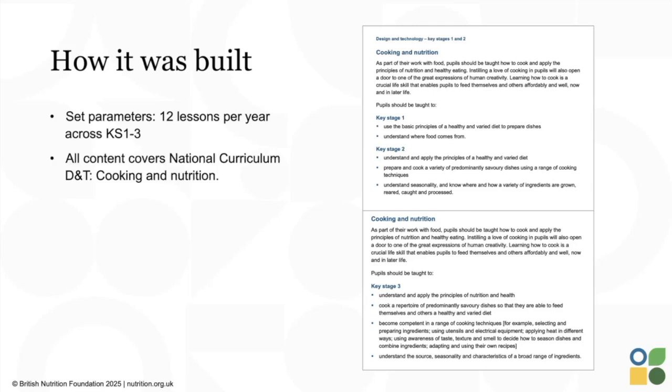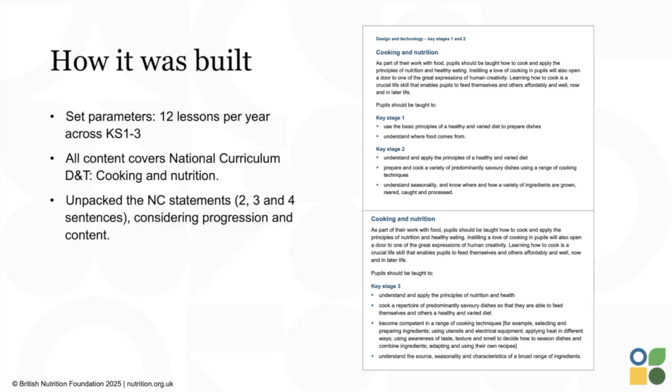We also knew that it had to cover the national curriculum, D&T, cooking and nutrition. And also we wanted to make sure that we unpacked those programme of study points, and you can see those on the screen here. So you can see, for example, at Key Stage 1, there are just 2 sentences to describe cooking and nutrition over 2 years. And when you move on to Key Stage 2, there's actually 3 sentences that describe everything you should be taught about food and nutrition over 4 years.